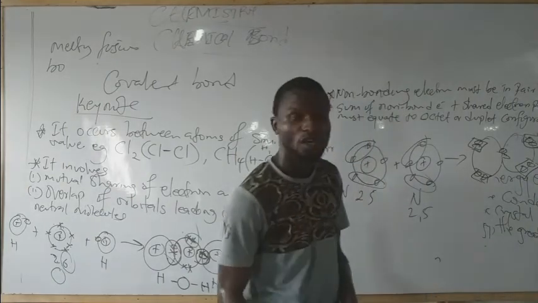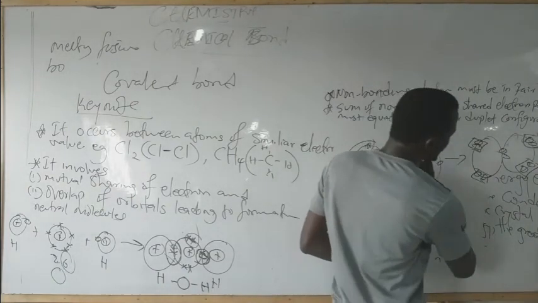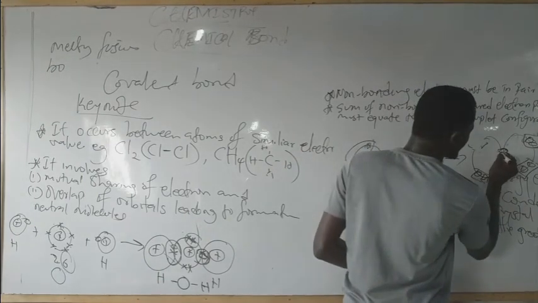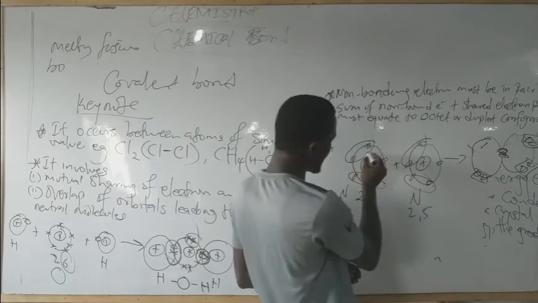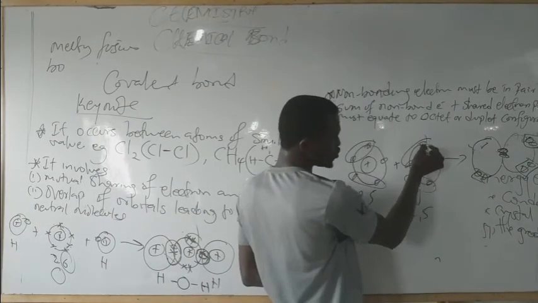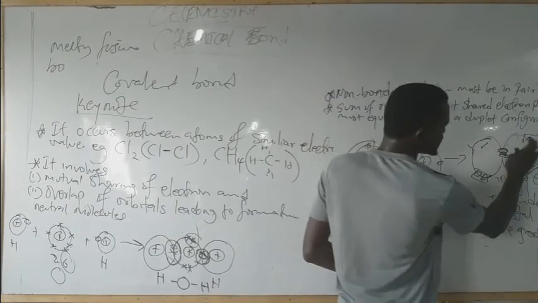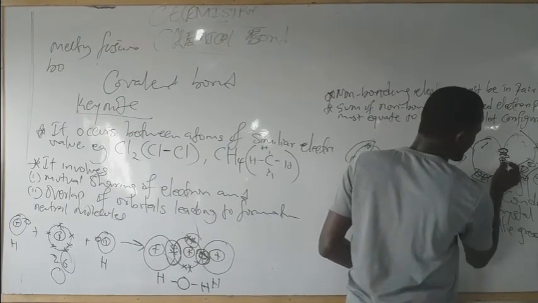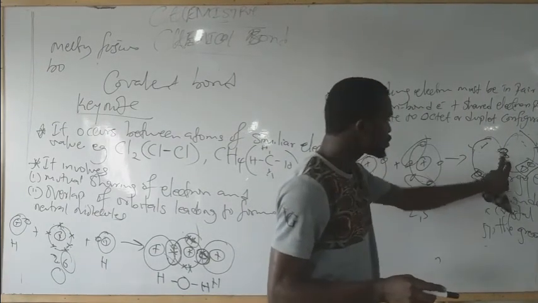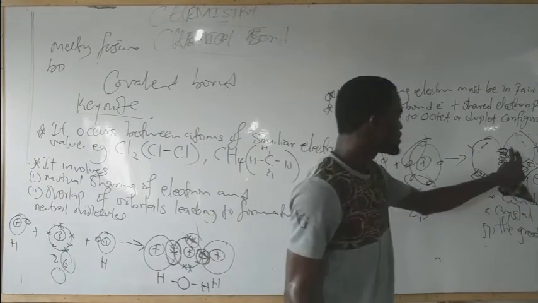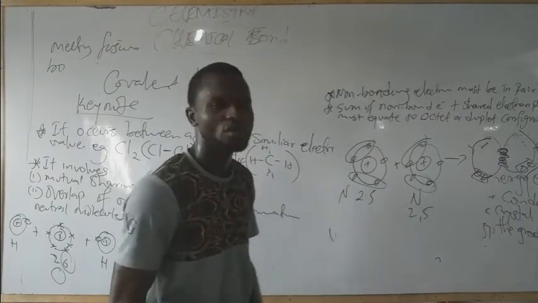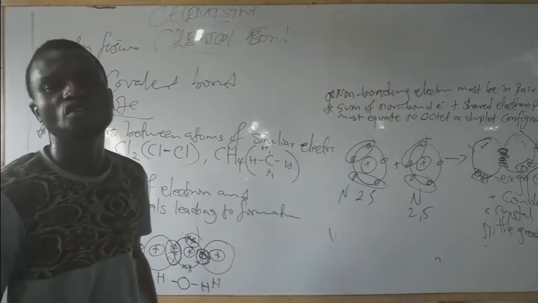It's not complete. So if this one should bring 3, that means this one is bringing 1, 2, 3. We are having two left for this one. Then this one as well brings three, one, two, three, and we have two left. So altogether we have six shared here. So this six plus two gives you eight. Six plus two gives you eight. So both have attained octet configuration. So now, what are the characteristics of covalent compounds?